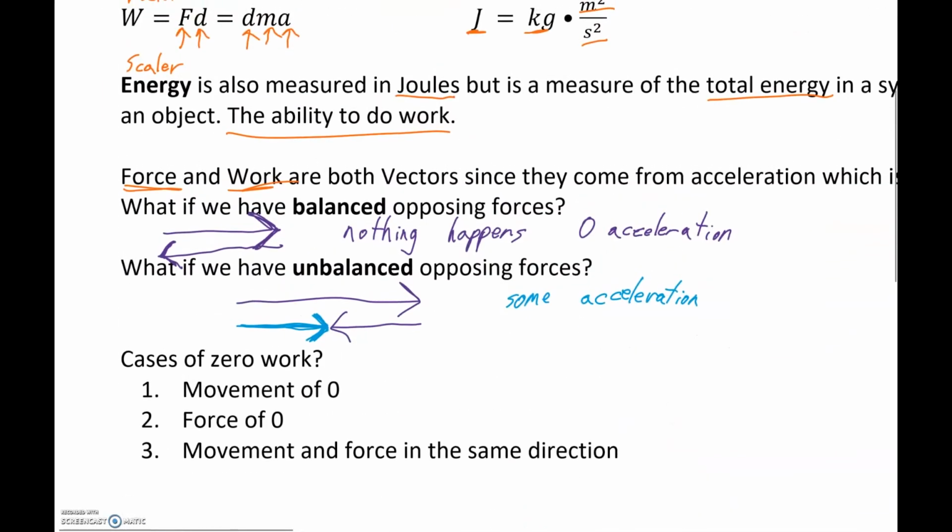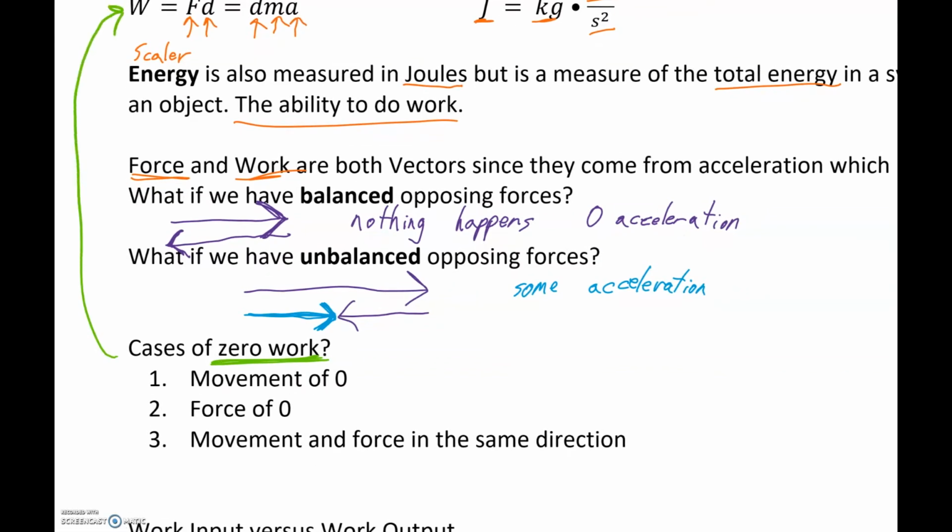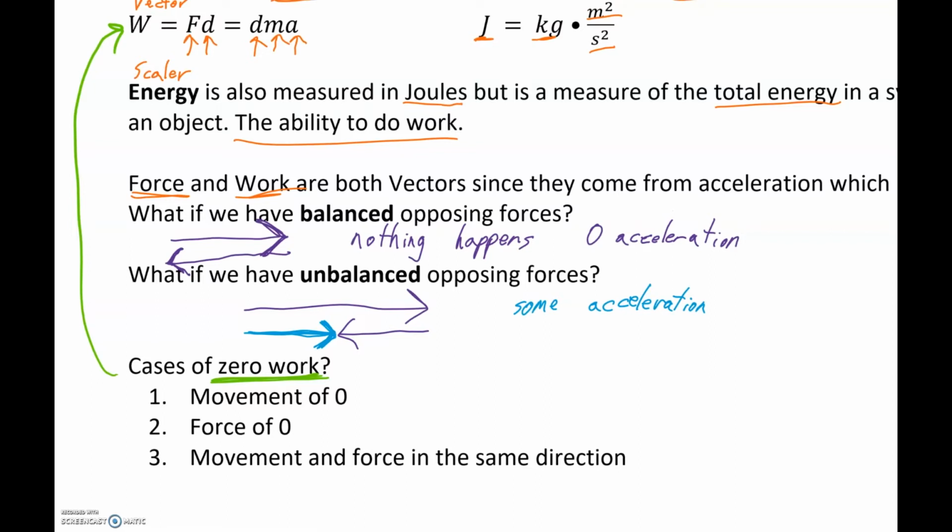Okay, so let's just think about these cases down here. These are cases of zero work. What could possibly happen to give us zero work? Well, if we think back to our formula, work is force times distance. So it's zero work if the force is zero, that makes sense because of our formula. So if F equals 0, it's also zero work if distance is 0. If either one of those values is 0, the whole thing goes to 0.